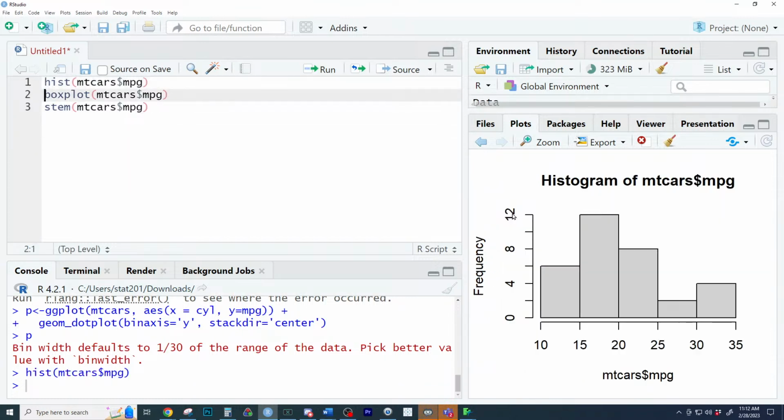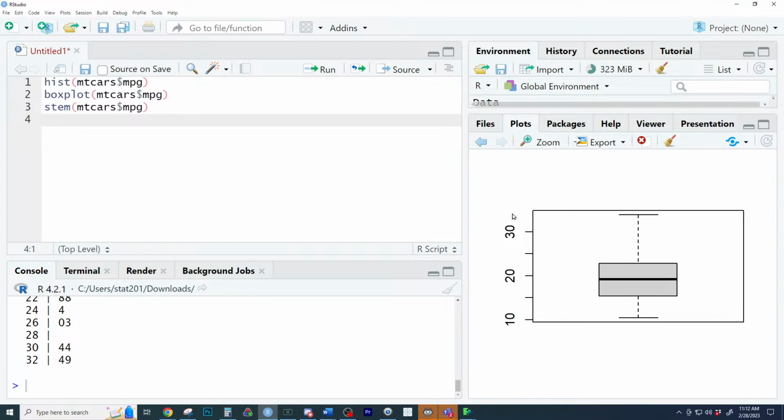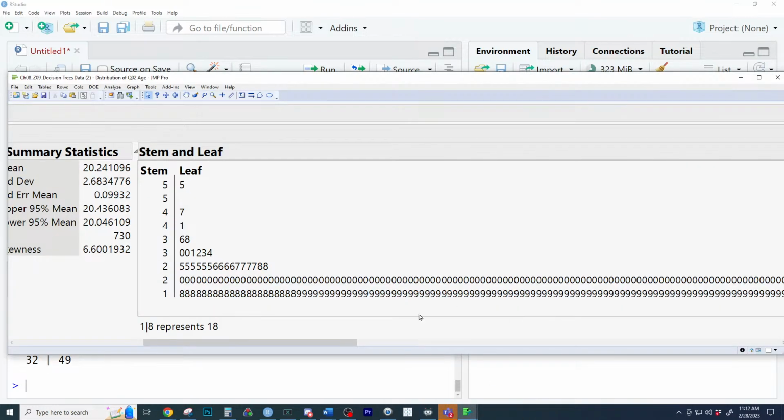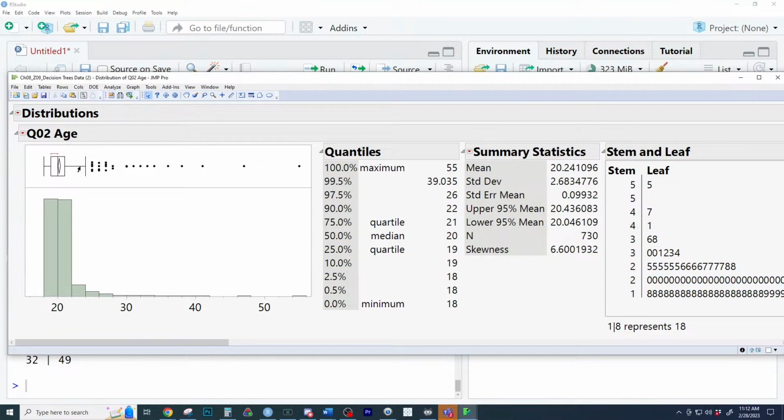Histograms, box plots, stem and leaves are your real go-tos, the ones we mainly use in statistics. And we've got lots of great ways to plot those. As we just saw in JMP, the JMP output is going to give you the box plot above the histogram. So pretty good right there.